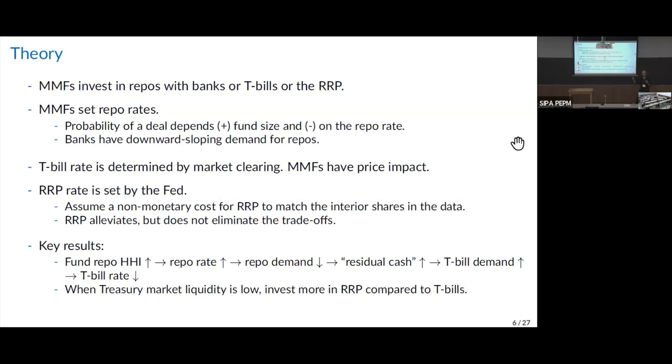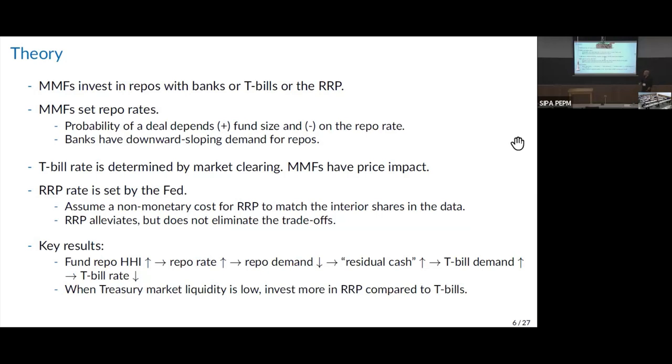If you're a big fund, that's what I mean by market power, you can call it anything else. If you're big, there's a high probability of getting the deal for a set price. But the probability of a deal also depends on the banks' demand. The banks have a downward slope, so the banks also have some bargaining power. This is a critical control. So banks have a downward-sloping demand curve for repos, and then you set the repo rate sitting on this.